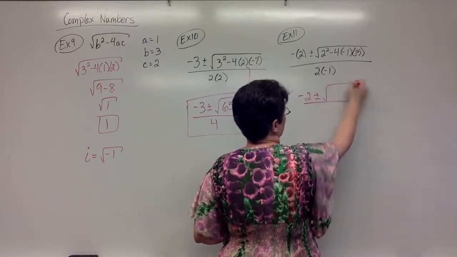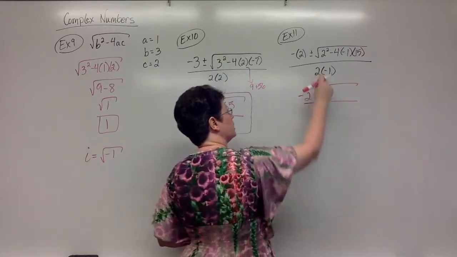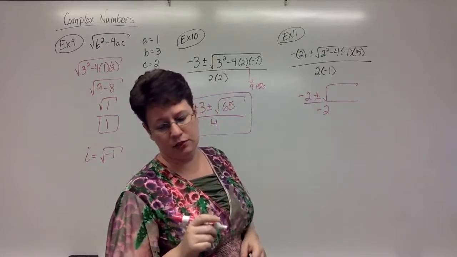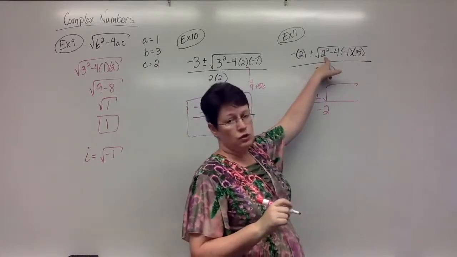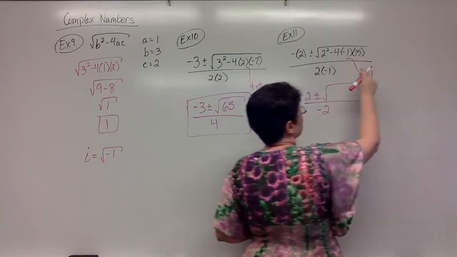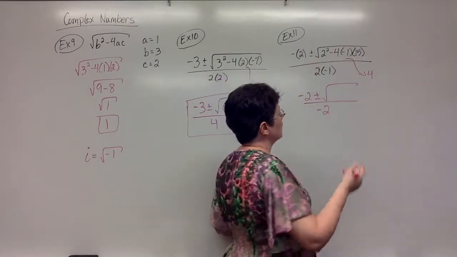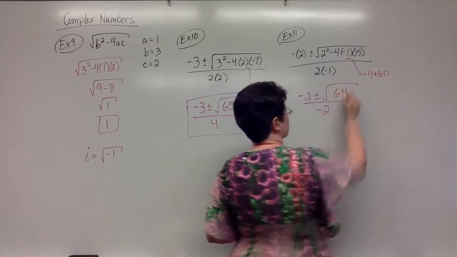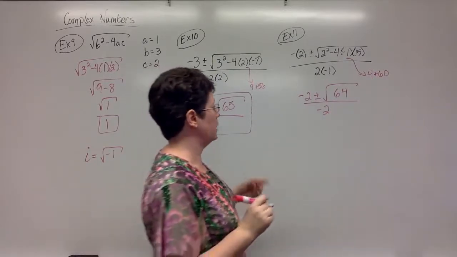I have a square root. I got to fill in the hole underneath. I'm going to do that in a minute. In the bottom, I have 2 times -1, so I also have a -2 there. Now let's fill in the hole. 2 times 2 squared, that's what? 4. 4, -4, -1 gives me +4, times 15 is 60. So 4 plus 60 is 64. That's a perfect square, right?